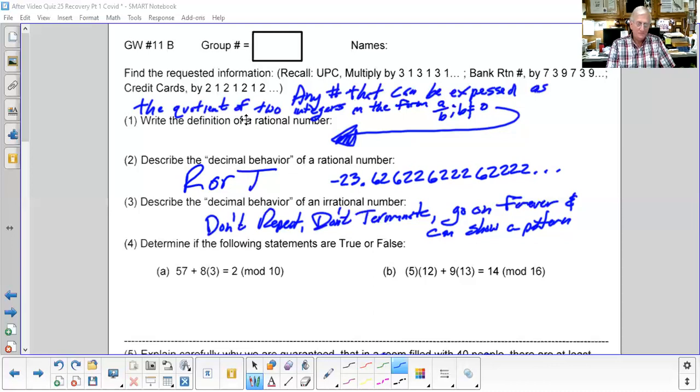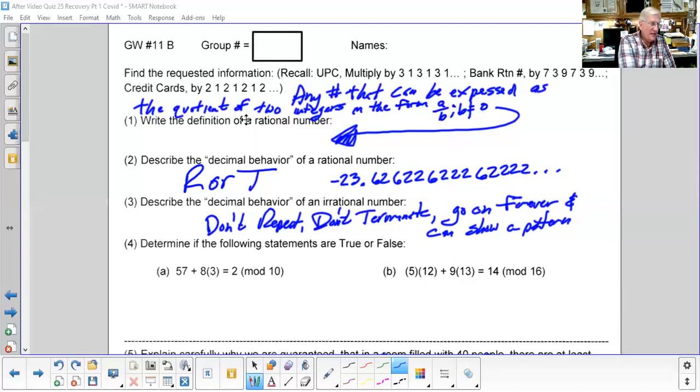So when I say it can show a pattern, it doesn't have to. An irrational number goes on forever, but the digits can be all over the place with no kind of pattern in them at all. But they do not stop. They go on forever. Remember, square root of 2, pi, the golden ratio phi. Those are all examples of irrational numbers. So keep that in mind.